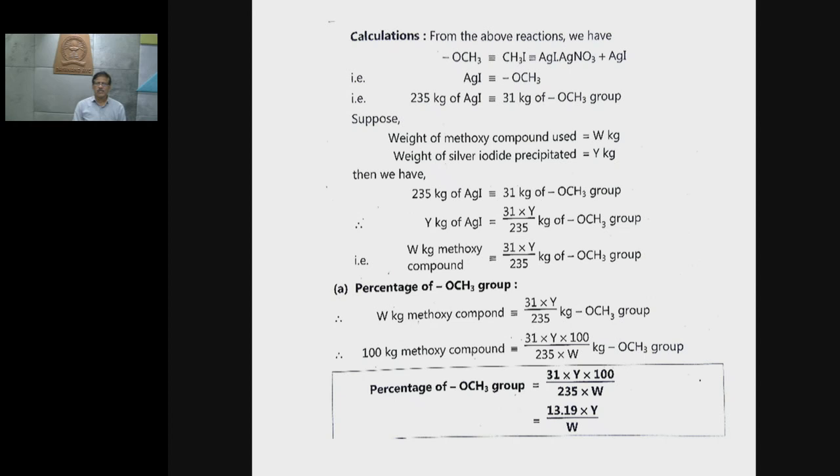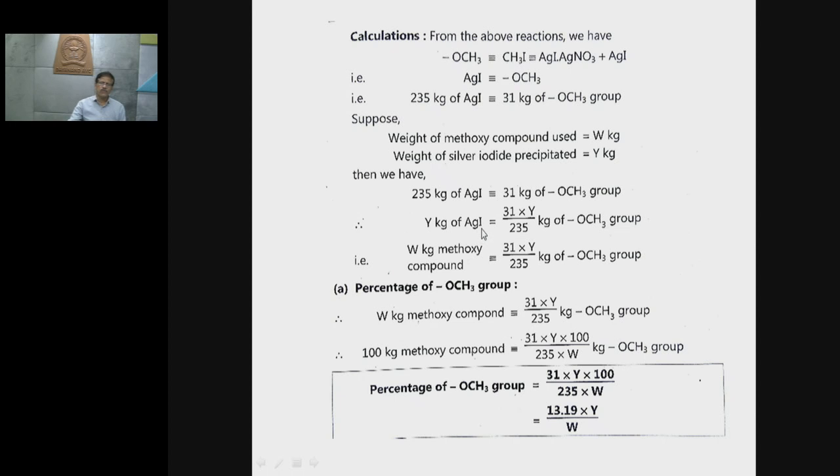Now from this experiment, initially we took the methoxy compound whose weight is W kg. And after completion of experiment, we got the precipitate of silver iodide whose weight is Y kg. So weight of methoxy compound used is W kg and weight of silver iodide precipitate is Y kg. Then from the above equation, again we write here, 235 kg of AgI is equivalent to 31 kg of OCH3 group.